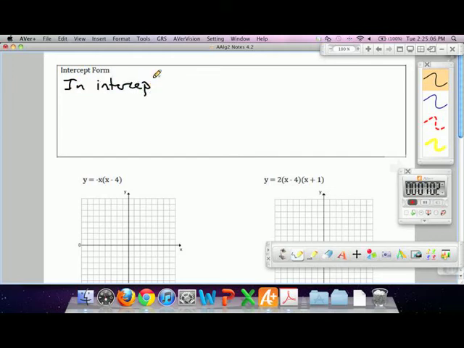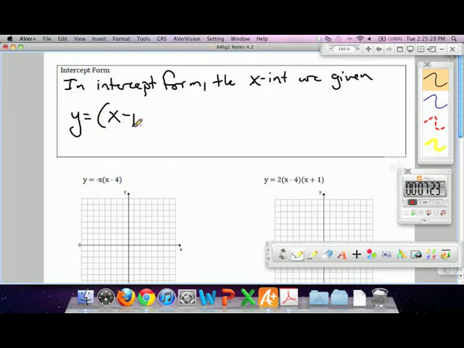the x-intercepts are given. In particular, specifically, it looks like this. I think the book uses this notation: x minus p and x minus, I think, q, I want to say, where p and q are the x-intercepts. There could be some constant outside.